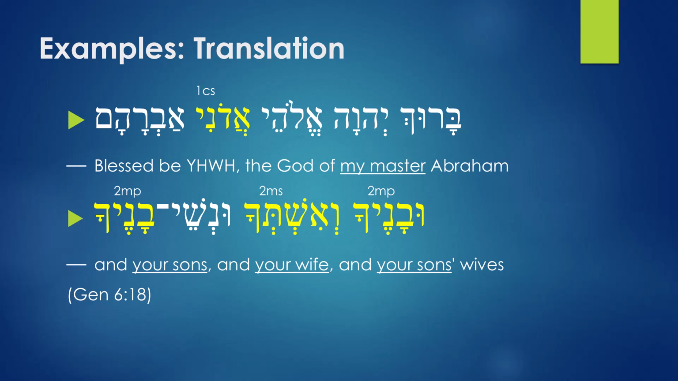God of. Adoni. That i at the end is the first person common suffix, and that's a type 1. It means my. Adoni means Lord or master. So you have God of my master, God of my Lord. God of my master, Avraham. Avraham is Abraham. If you can pronounce that, you can tell what it means.